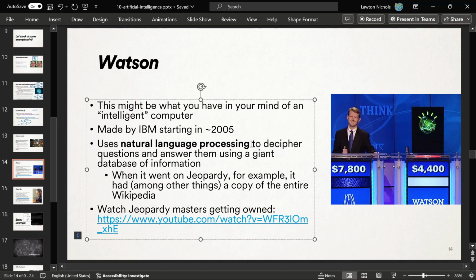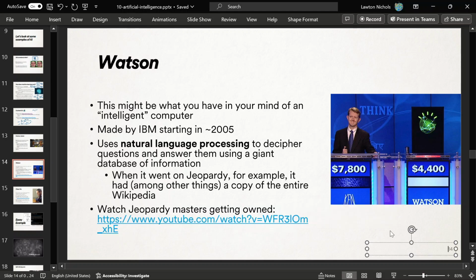to figure out the questions that were asked on Jeopardy, for example, and answer them using their giant database of information. For example, it was able to hold on to the entire text of Wikipedia as it was answering these questions, which is very helpful, right? And it could think and come up with its answers much faster than any person that's even really good at Jeopardy could do. So, I highly encourage you to watch this if you have not seen it happen before.